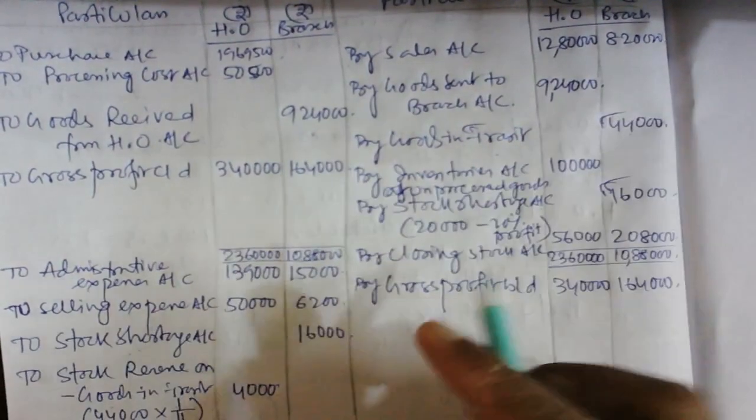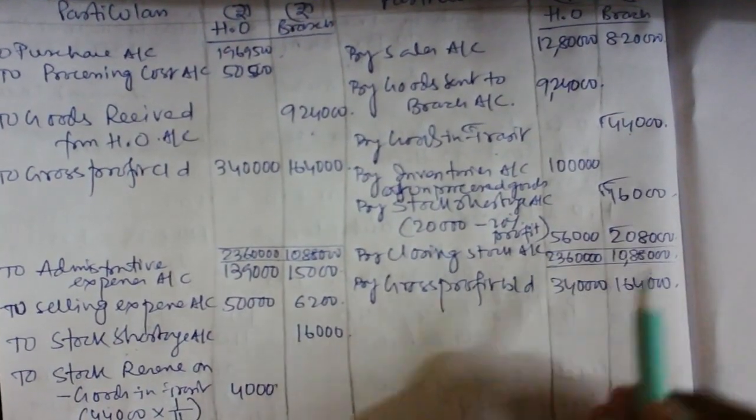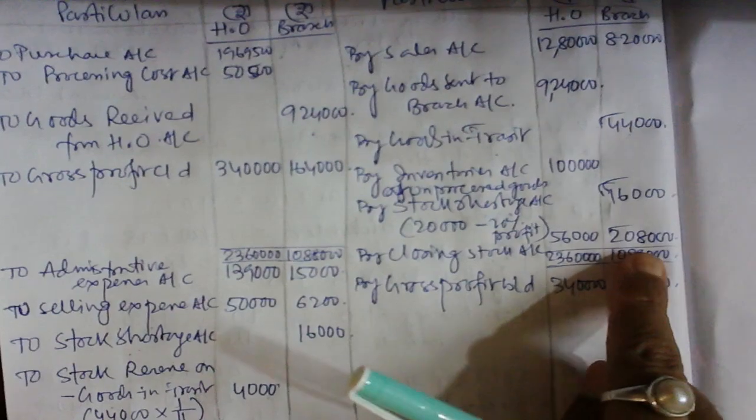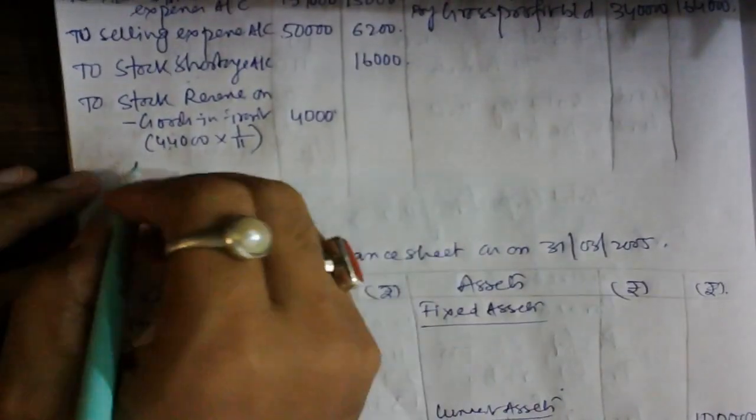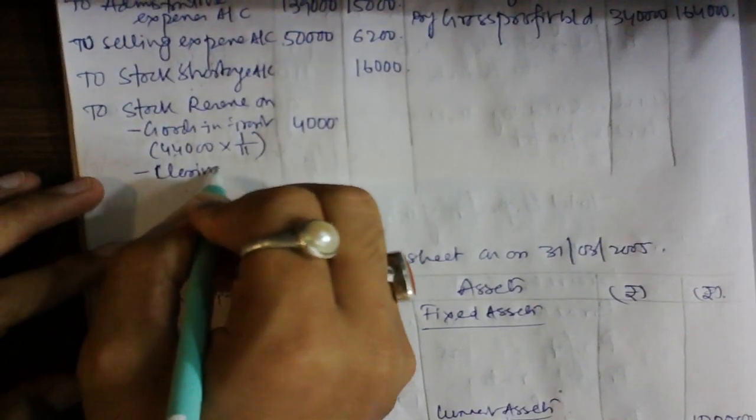Other than this, if you see there is a closing stock also in the branch which is also inclusive of the profit, so also we need to deduct it. So कैसे deduct करेंगे? Same way, you can write closing stock.